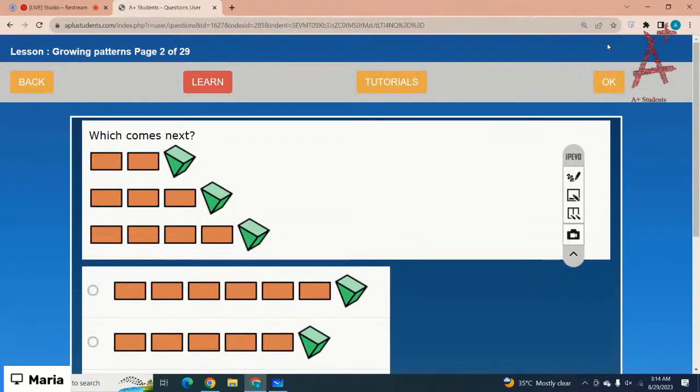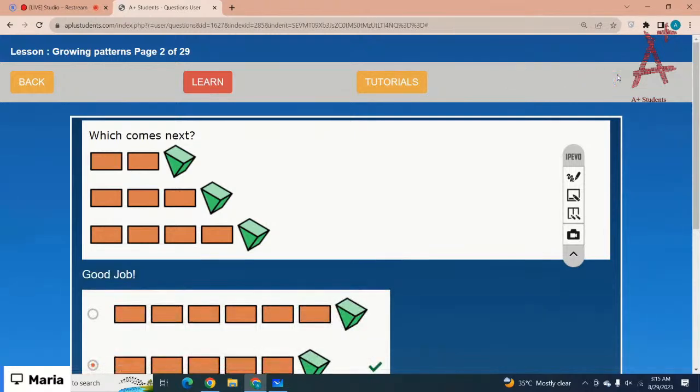Which comes next? Which is the correct option? You can see you have only one triangle and the rectangles are increasing, right? Two, three, four. That means for the next time you have five rectangles, one, two, three, four, five, and a triangle. So the second option is the correct option.